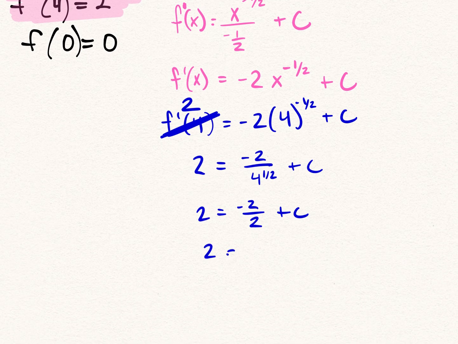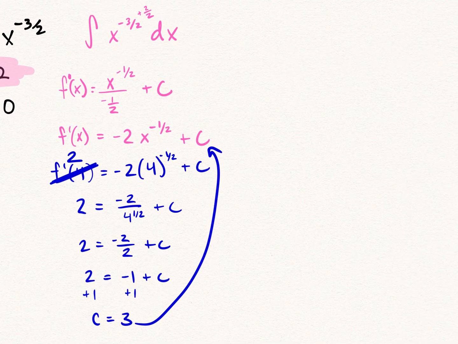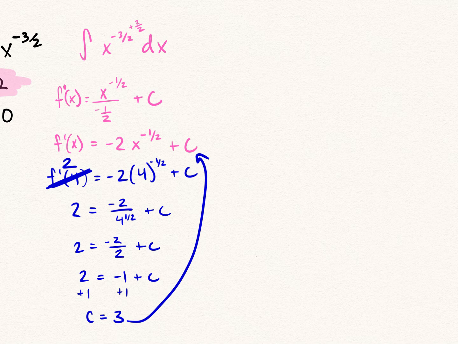So 2 equals negative 1 plus c. So then we can add 1 to move it to the other side. c equals 3. So I'm going to take this and plug it into my function here. So our first derivative function is negative 2x to the power of negative 1/2 plus 3.